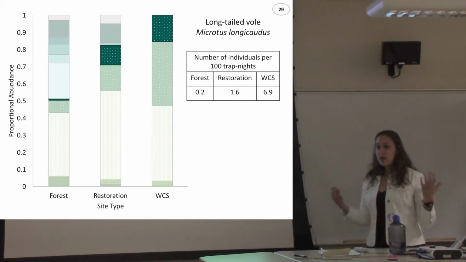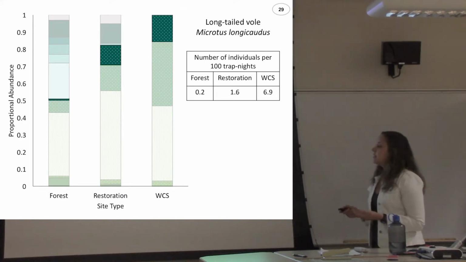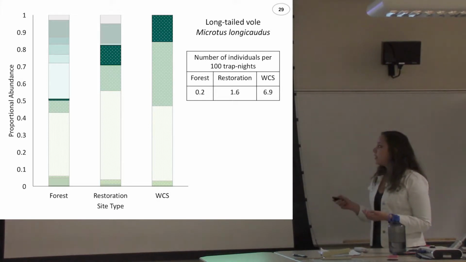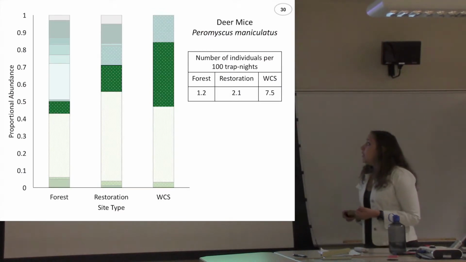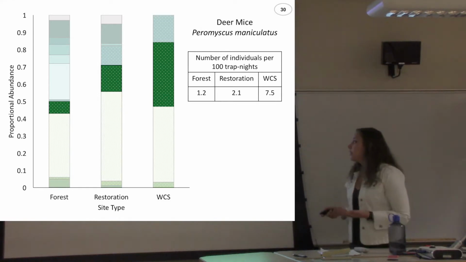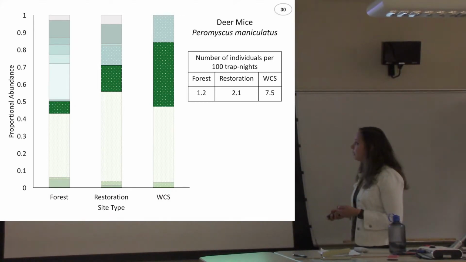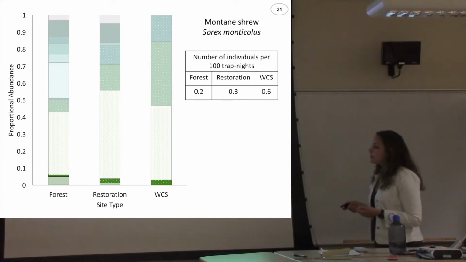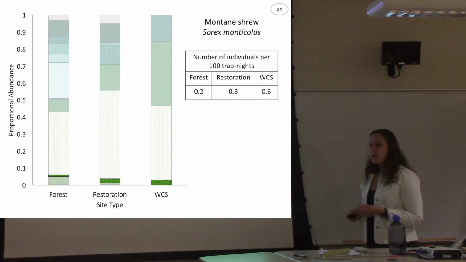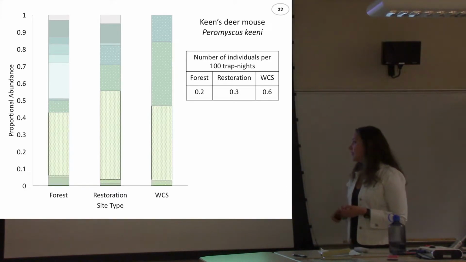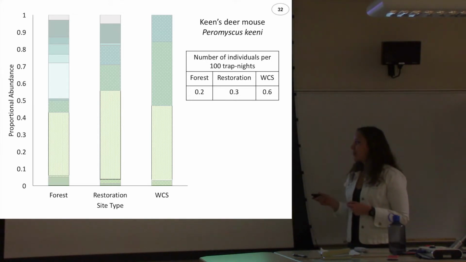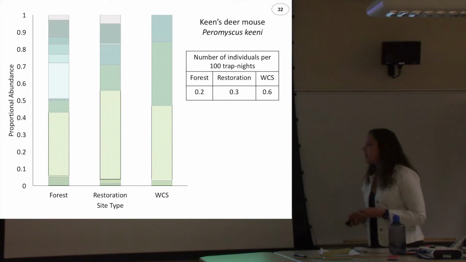The long-tailed vole, an open grassland, open canopy generalist, increased by about 14-fold from the forest to the crossing structure. The maniculatus deer mouse species increased by about 5-fold from the forest to the crossing structure. It's another open canopy generalist, a little more of a combination; it can live in the forest as well. The montane shrew, once again a generalist, increased by 200% from the forest to the crossing structure. And lastly, the kenai species of deer mouse increased by 38%, but roughly these proportions were equivalent between the 3 site types.